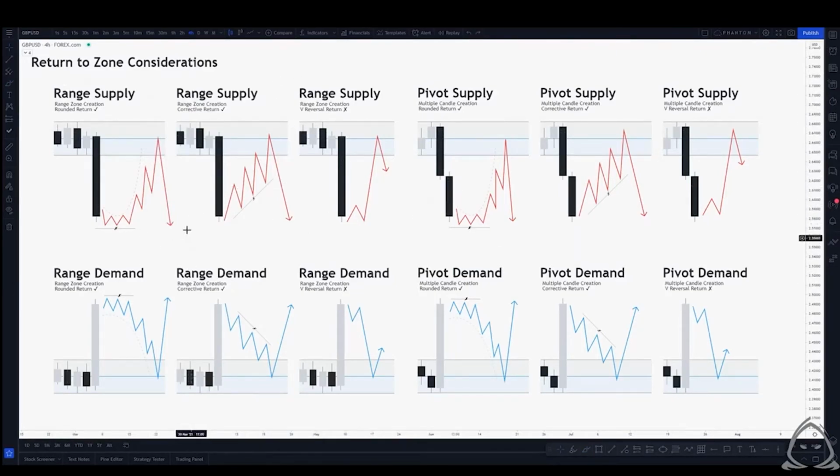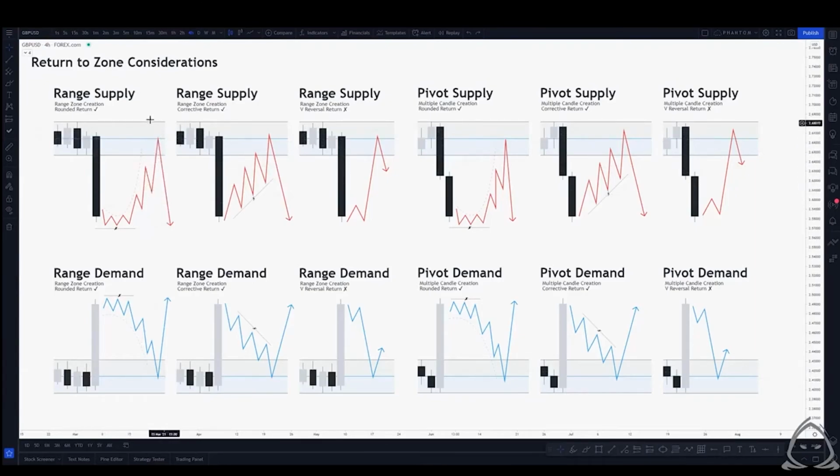Just one final consideration to be thinking about when you're having that return to zone considerations is to focus on your rounded and your corrective return to zones. And be mindful that the V reversals tend to be aggressive and don't play out statistically. Again, you can look to trade them, but be more cautious. And then also consider that last leg that's into a supply or demand zone ends up being what would be called a sucker's rally into it.